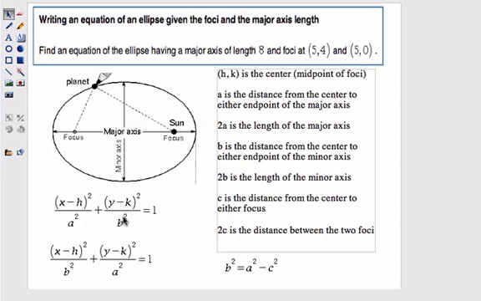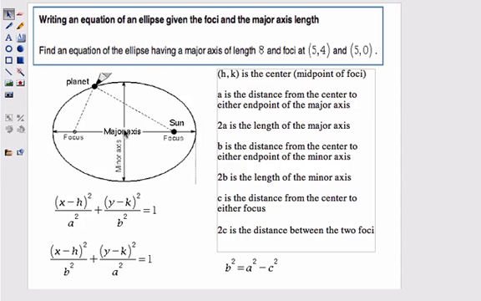Now the difference between these two equations is where the a squared and the b squared values are. And that has to do with the major and minor axis lengths. So we know (h, k) is our center. A is the distance from the center to either endpoint of the major axis, so from here to here. Our major axis is the longest axis. So if a is the distance from here to here, 2a is the length of the major axis.